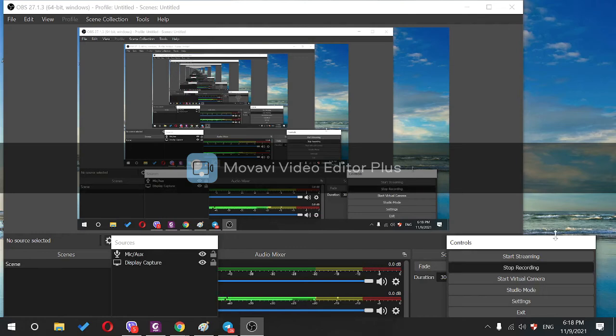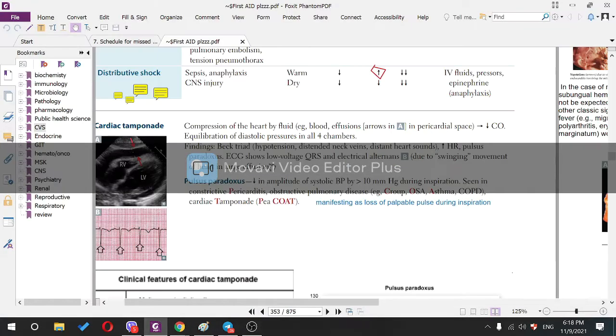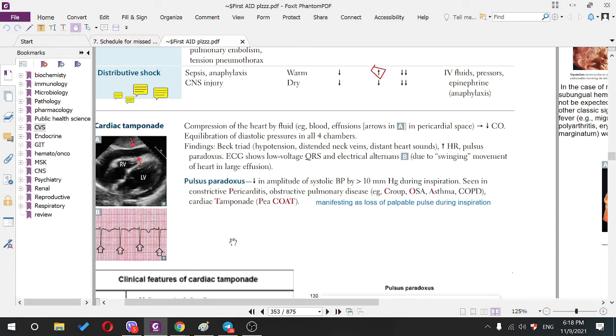Almost forgot to start. Okay, so here we have the next thing, the name of this maneuver. Which maneuver? Oh, this one. I'm not sure. I will check and let you know.